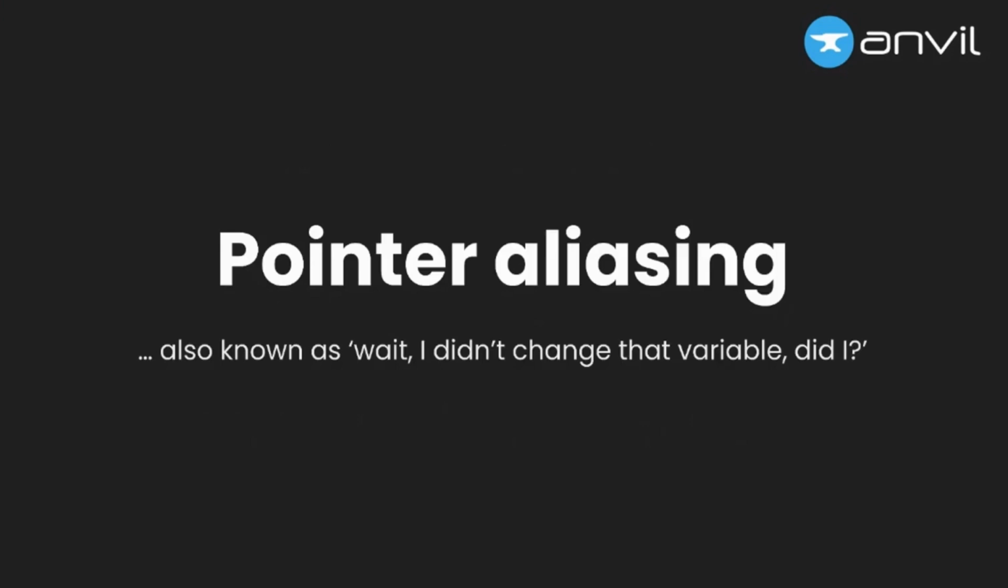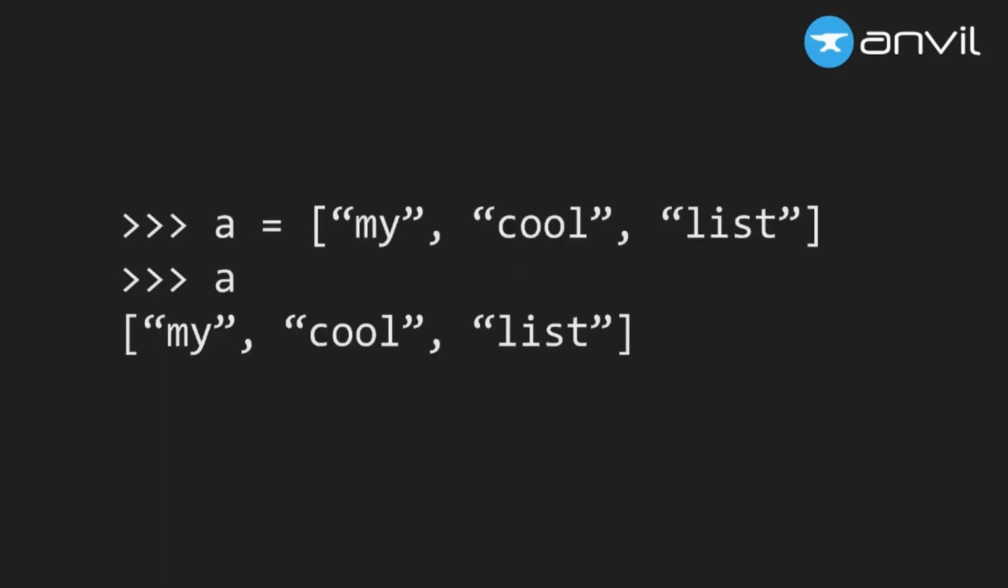Where you'll see this come up really often is in pointer aliasing. This is something that trips people up a lot when they're new to Python, which is also known as that phenomenon where something changes, but you aren't sure how, like you've changed a variable without realizing that you did it. So we'll see an example here. I've got a list and I've called it A, and I've just set that up in the namespace there.